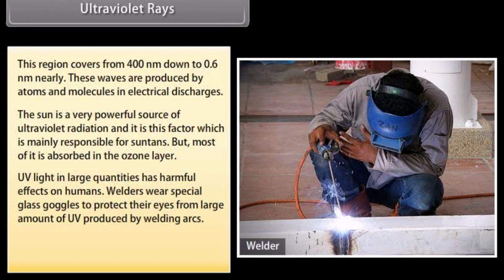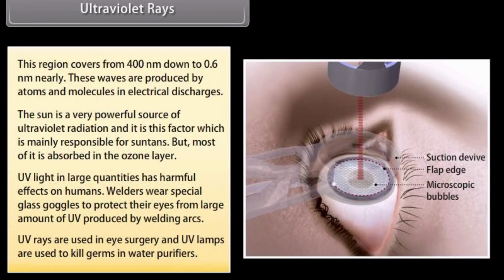UV light in large quantities has harmful effects on humans. Welders wear special glass goggles to protect their eyes from large amounts of UV produced by welding arcs. UV rays are used in eye surgery, and UV lamps are used to kill germs in water purifiers.